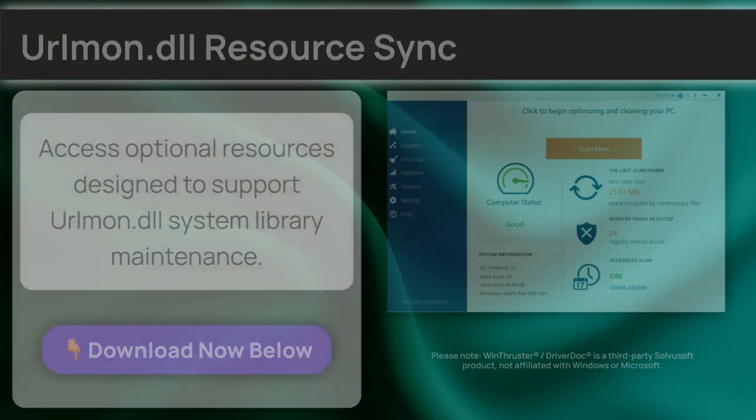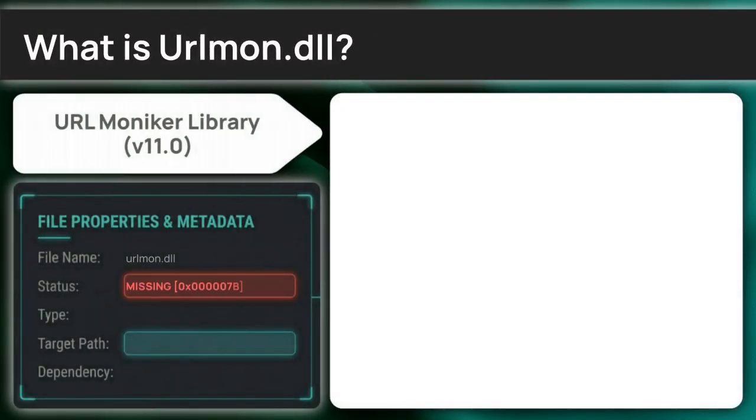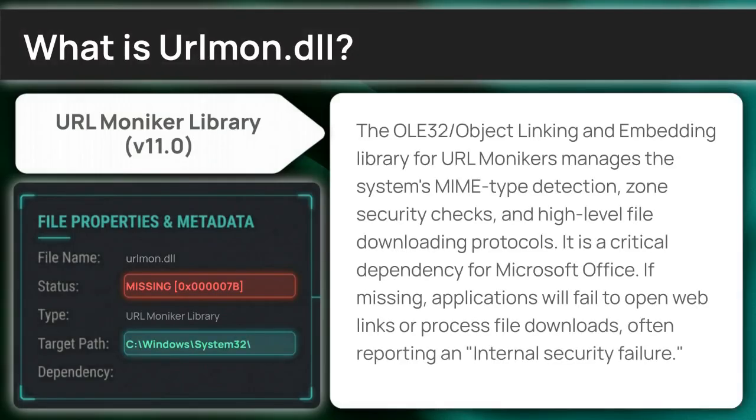libraries. This is the Urlmon Library. It manages the system's MIME type detection, zone security checks, and high-level file downloading protocols. It is a critical dependency for Microsoft Office. If missing, applications will fail to open web links or process file downloads, often reporting an internal security failure. Understanding the file's role is a great start. Now let's look at replacing it.